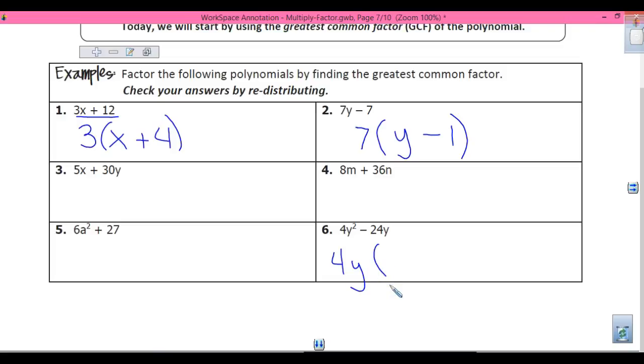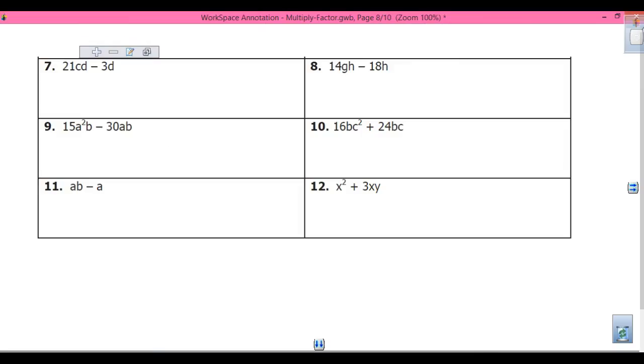If I take 4 divided by 4, what do I get? Just 1. If I take y squared divided by y, I get just y. Good. Minus 6. And if I take y divided by y, what happens to those y's? They cancel out, and I can end my parentheses. Not so bad?